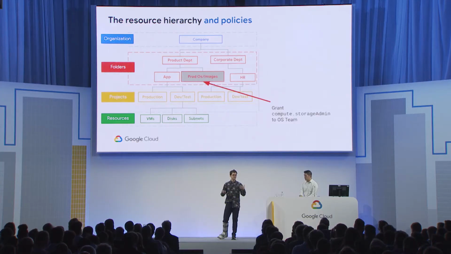Next, I can go and find myself a team that I can use to manage my production operating system images in my production environments. Those operating systems will include all sorts of infrastructure and monitoring and telemetry, and I want to make sure that they're security reviewed and so forth and so on. I can develop that team, and I can delegate responsibility to them to manage a set of resources within my tree, and I can grant them storage admin, which lets them create images and manage images.